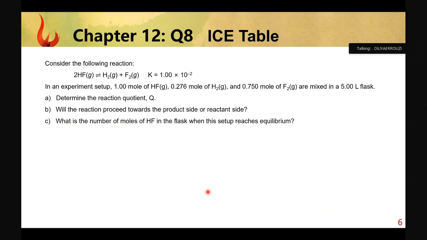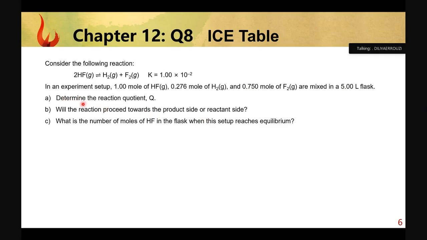Let's start our second question. It's chapter 12, question 8. It is how to use the ICE table. So consider the equation. Hydrogen fluoride will break down to hydrogen and fluorine. In this experiment setup, 1 mole of hydrogen fluoride, 0.276 mole of hydrogen, and 0.750 mole of fluorine are mixed into the 5-liter flask.